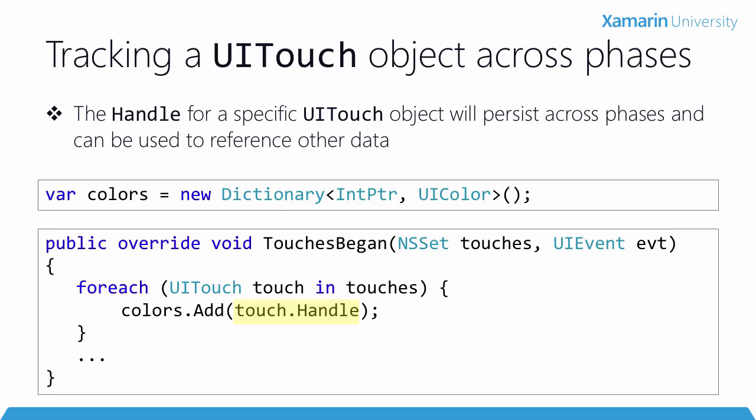And this is available on all of our managed objects, and it is a unique value that represents the underlying iOS object, and this will work across the touch interactions of began, moved, ended, or canceled. So for example, here on the slide, we're using the handle as the key in a dictionary to associate a color with each finger. And we could then compare this handle in the touch's moved method to retrieve the correct color. And you'll get a chance to try this right now in the next exercise.